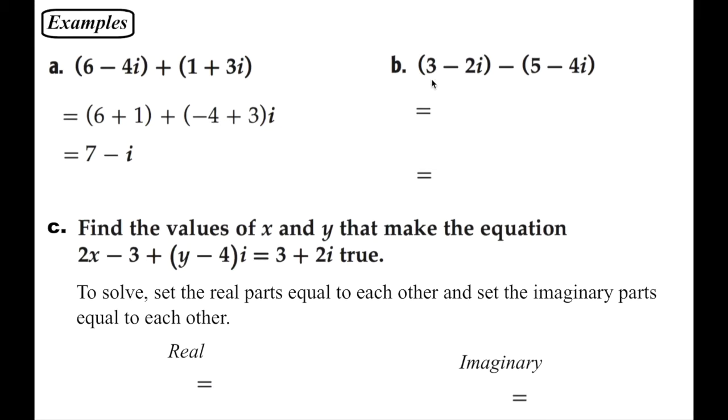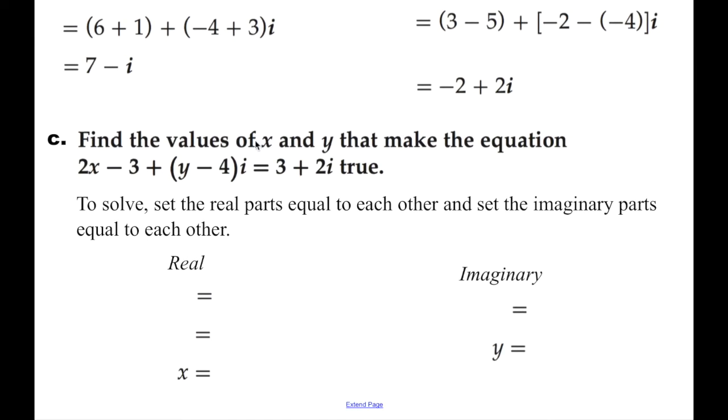Over on the right-hand side, we're going to have 3 minus 5, and then we're going to have a negative 2i minus a negative 4i. So they factored out the i here, and they did negative 2 minus a negative 4. Well, that's going to become a plus 4, which will give us a plus 2i. So remember, these do not combine, they stay separate.